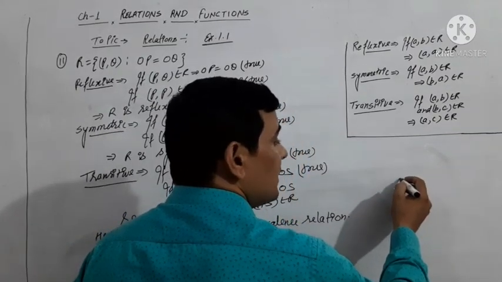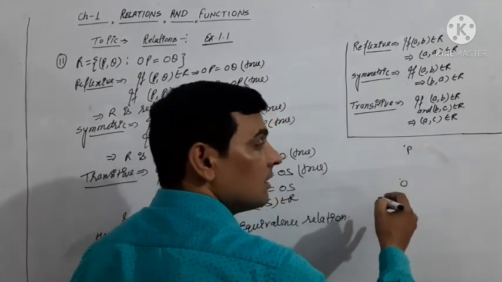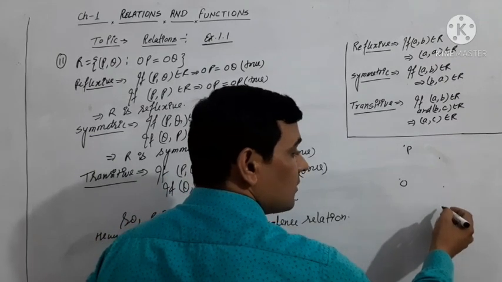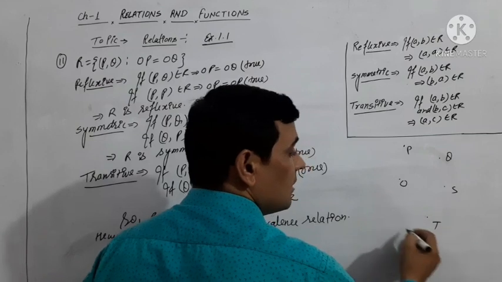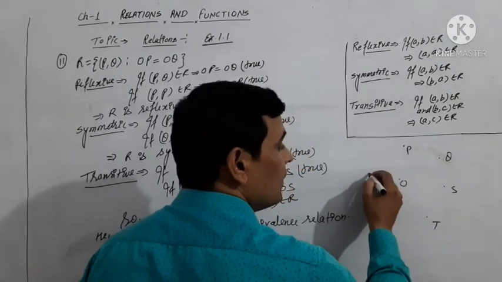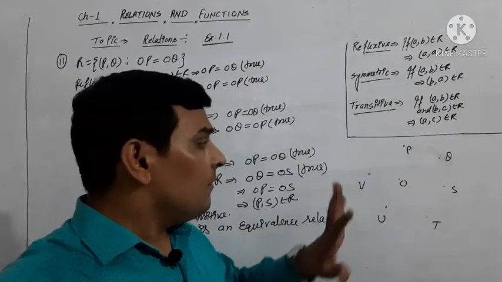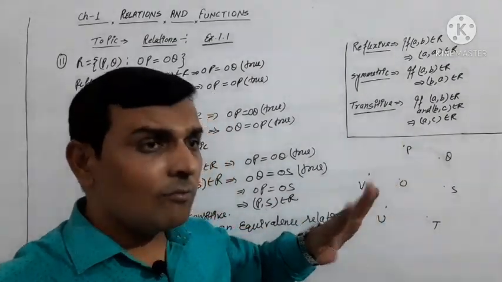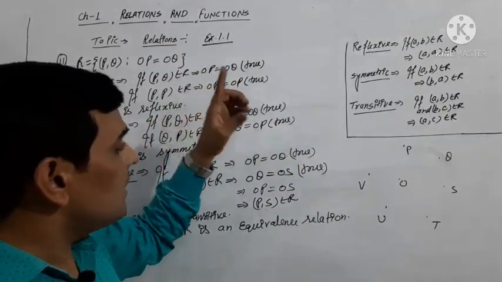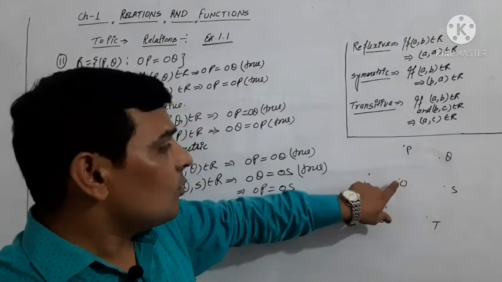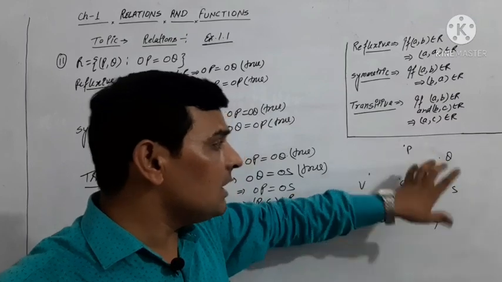सपोज देयर इज अ फिक्स पॉइंट O which is origin and there is a point P. Q, R, S, T, U, V. There are so many points which are related to point P. What is the relation? Relation is that all the points will be same as OP equals to OQ. It means these points are related with P.